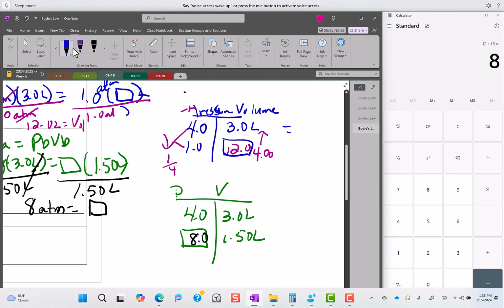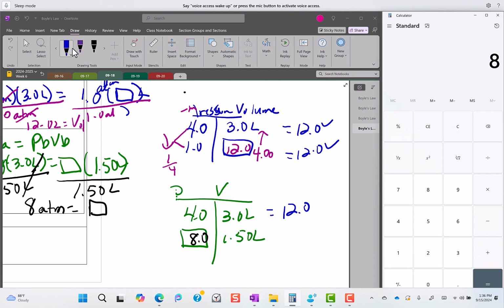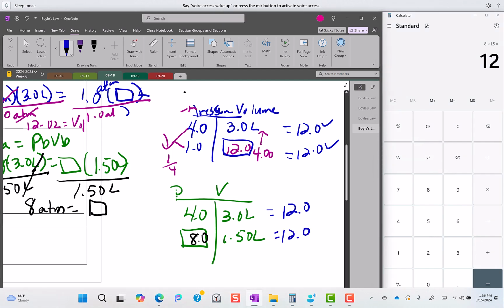4 times 3 equals 12. Checks. 1.0 times 12 is also 12. Check. So on this one, 4.0 times 3 equals 12. And let's find out if 8.0 times 1.5 equals 12. It does. So again, we can check what those are.